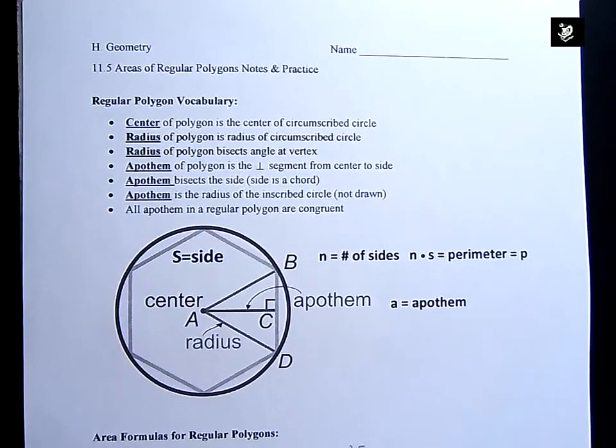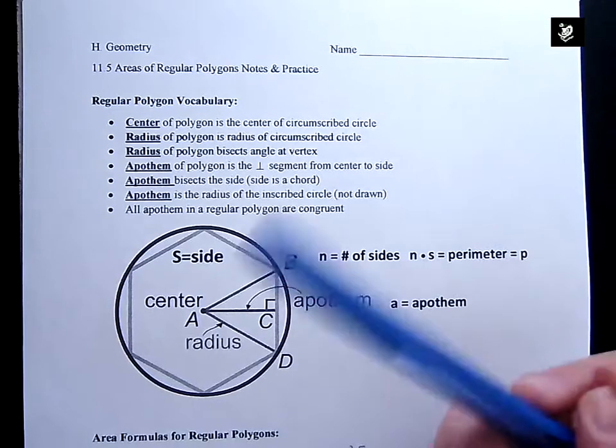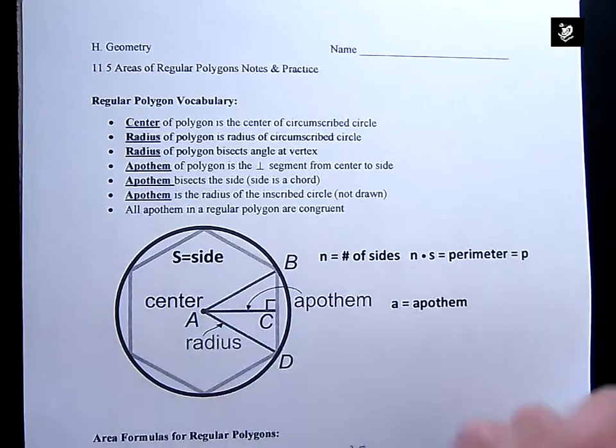This week there are more formulas because, as you know, chapter 11 is mostly about different formulas for different shapes. But this lesson is 11.5 and it focuses on areas of regular polygons. So there's going to be a lot of new vocabulary and a lot of good practice problems that you could do from this video.